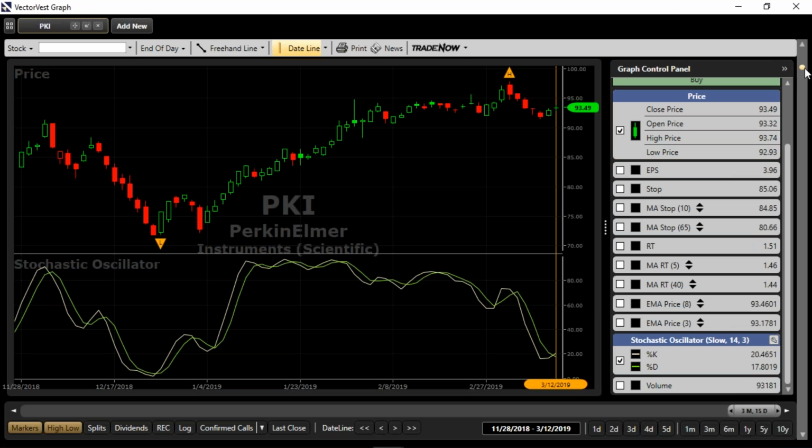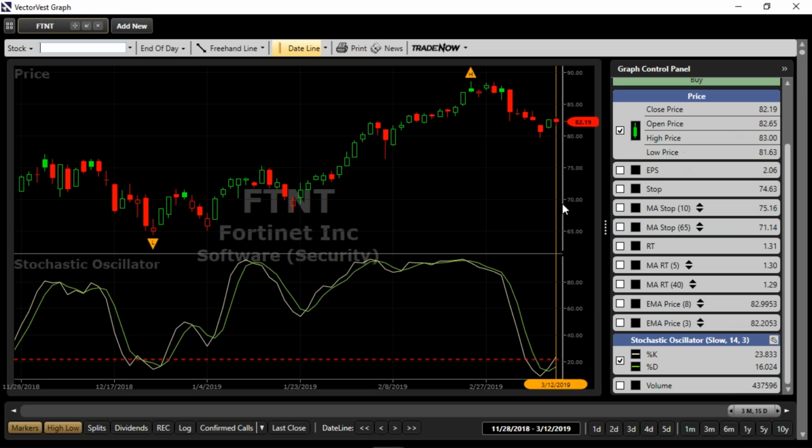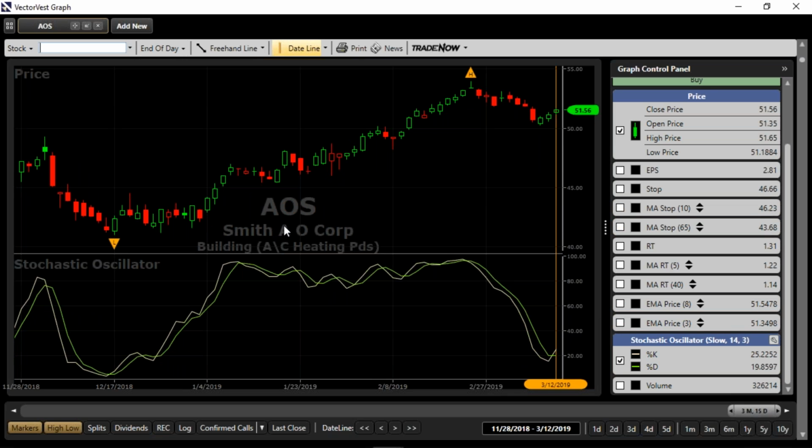Let's say, all right, I like all of these, but FTNT is actually down today, right? You see a red bar here today. It's actually down today. I don't like to buy stocks that are falling in price the day that I buy it. Even though I got a bullish stochastics crossover, the stock is falling today. I like AOS better. So I like AOS. I want to buy AOS. So let me show you how to do it.